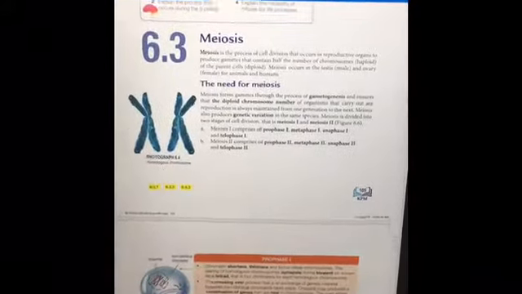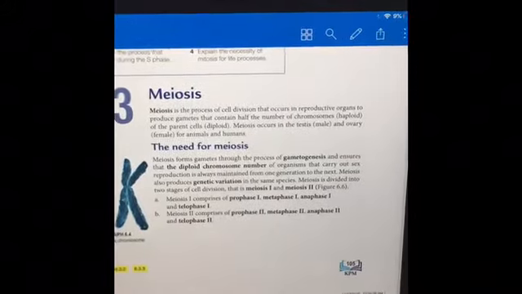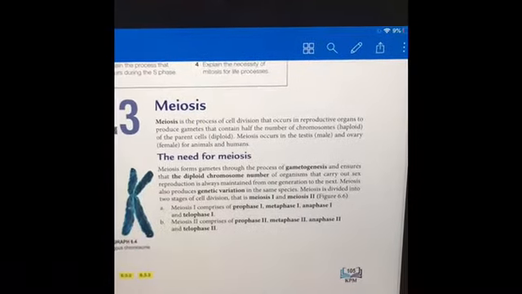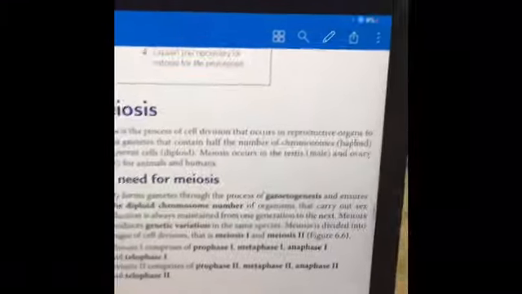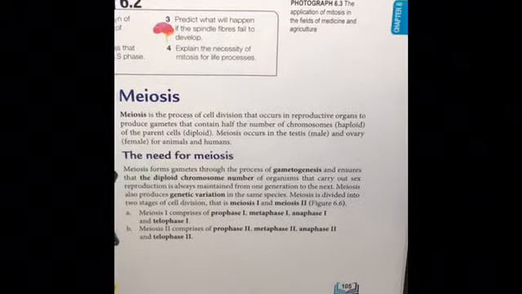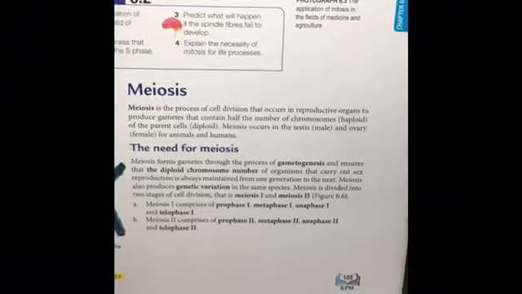Okay, meiosis is the process of cell division that occurs in reproductive organs to produce gametes that contain half the number of chromosomes, haploid, of the parent cells, which are diploid. So meiosis occurs in the testes for male and ovaries for female for animals and humans. Okay.